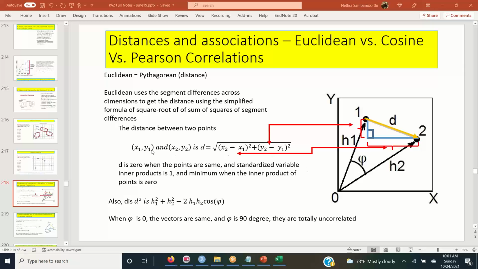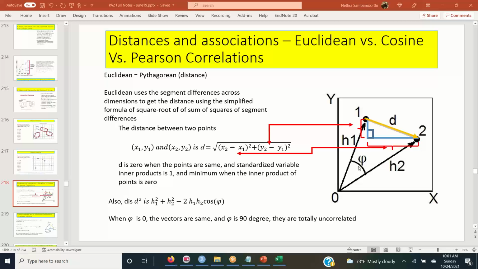I told you that Euclidean distance is very important. The distance between 2 points x1, y1, x2, y2 is this. This is Euclidean distance, square root of (x2 minus x1) square plus (y2 minus y1) square. And so this is the h1 vector. This is the h2 vector. Okay. So the distance between h1 vector and h2 vector is this one, and we don't need a perpendicular angle here, 90 degrees, to calculate distance.